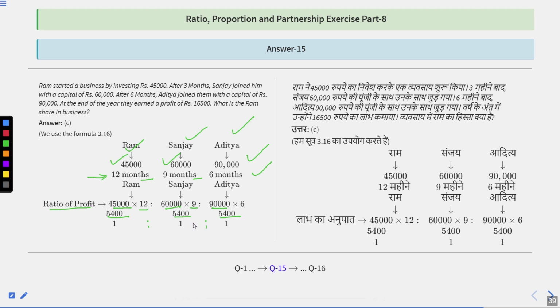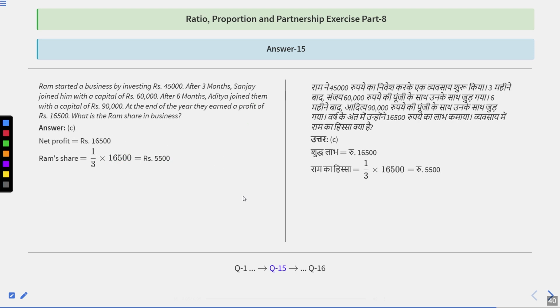So for their profit share, we can use the formula of net profit to calculate Ram's share. Clear? The total profit is 16,500. So Ram's share will be 1 by 3, since the total of the ratio is 1+1+1. When we calculate it, we get 5,500 as the profit share of Ram. So C is the correct answer. Next one.